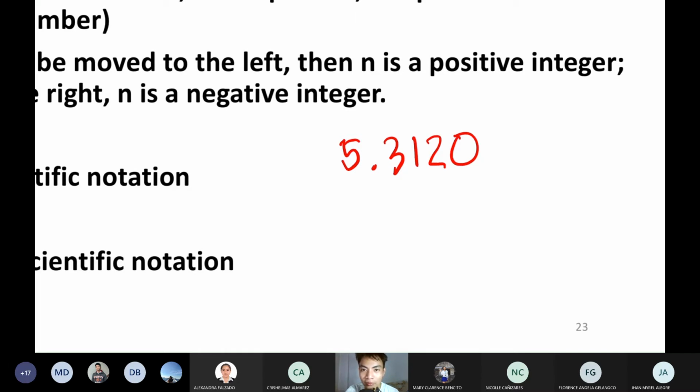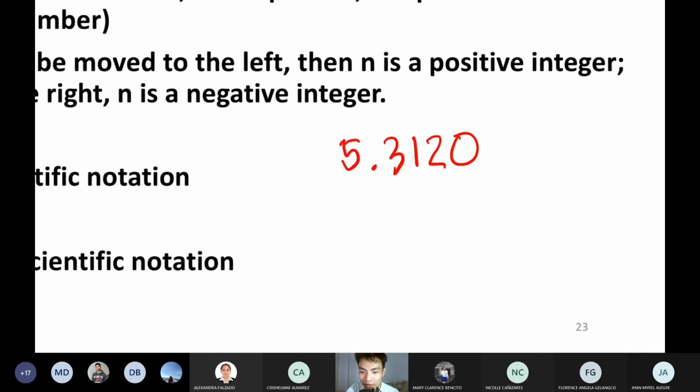Sir, meron ba yan? Meron. Okay. So, ito yung question. Do I have to move my decimal point pa? Hindi na. So, I don't need to move my decimal point na, kasi yan na yun eh. Pasok na yan sa criteria.